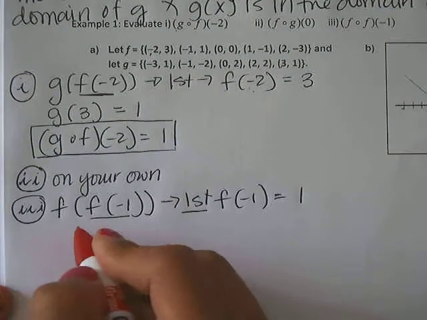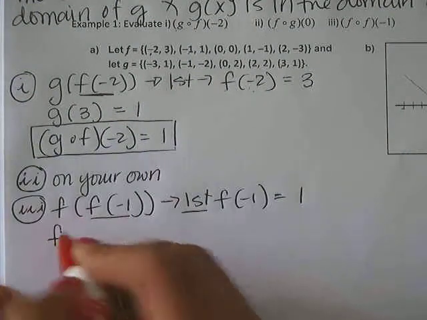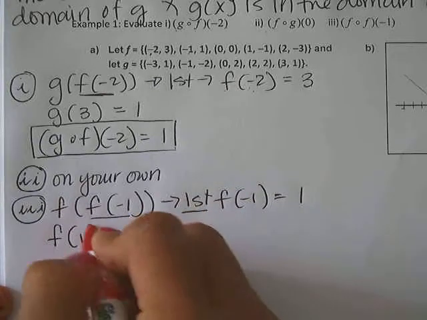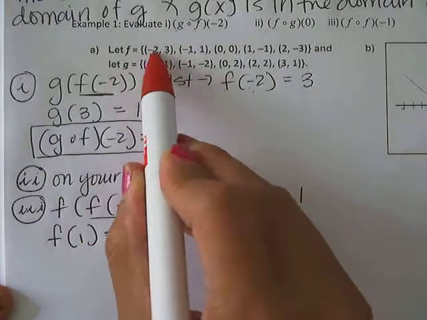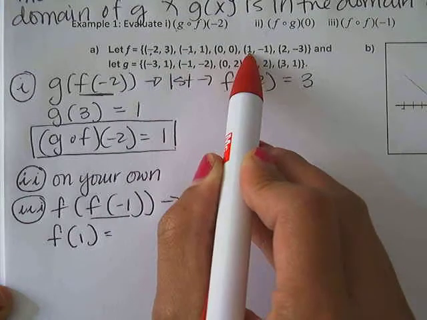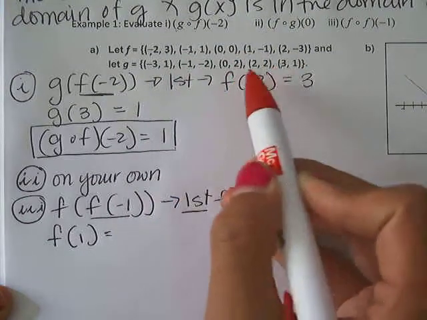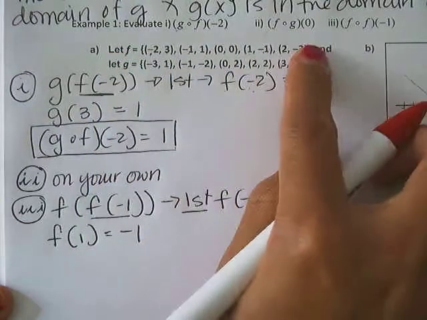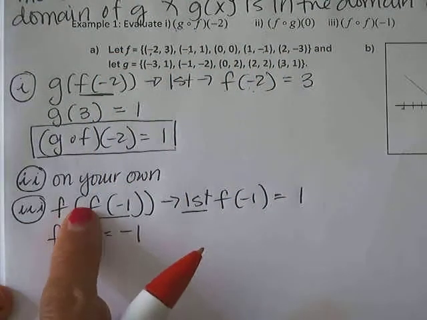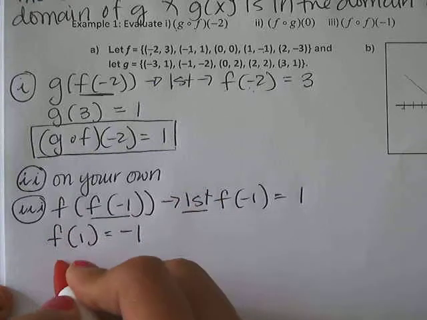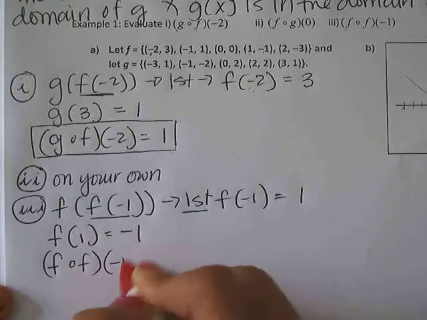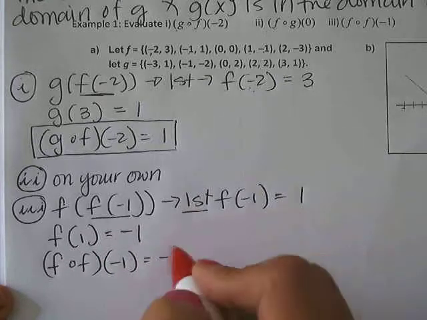The second piece is I'm going to take f of 1. Do I have an input of 1? Here it is, an input of 1, so the output is negative 1. I'm only using the f function because this one says it's f of f of negative 1. So when I write the original problem, my answer is negative 1.